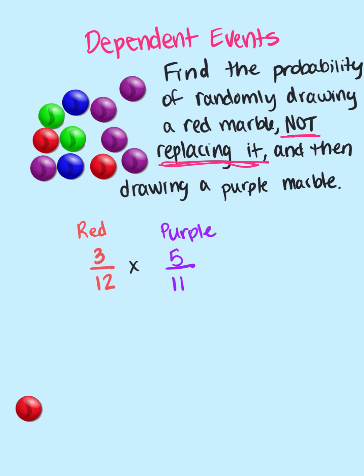Now I can simplify the probability of a red to 1/4. Then I'll do that times the 5/11. And I'm just going to do top times top, bottom times bottom. And I'm going to get 5/44. So my probability is 5/44.